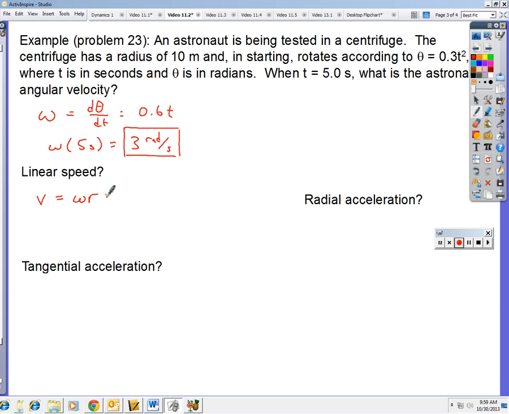Now, linear speed, well, that's also very easy. v equals omega times r. We have omega, we have r. It becomes 30 meters per second. So even though 3 radians per second isn't that much of a change in angle, because the radius is a whole 10 meters, the actual speed is rather large.